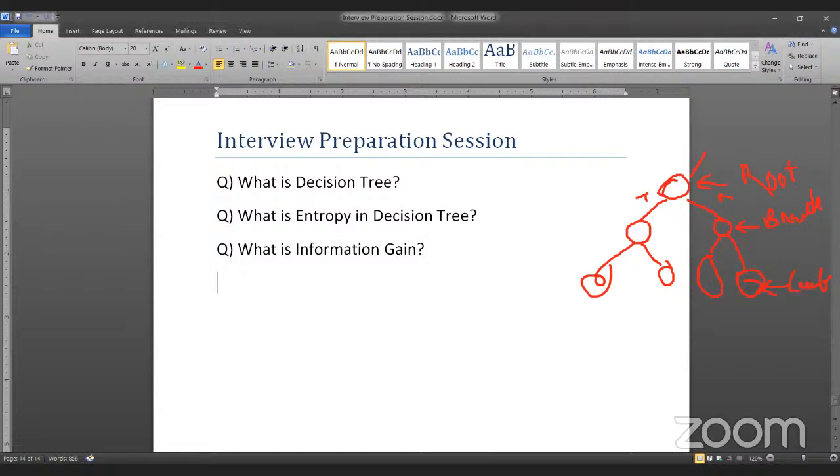Coming to the next one. What is ensemble learning?